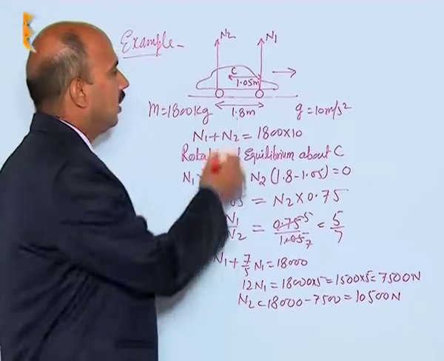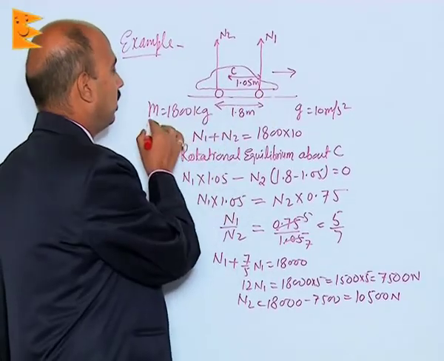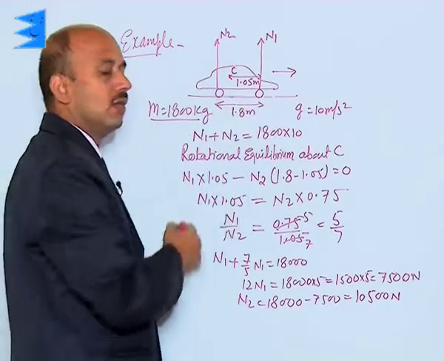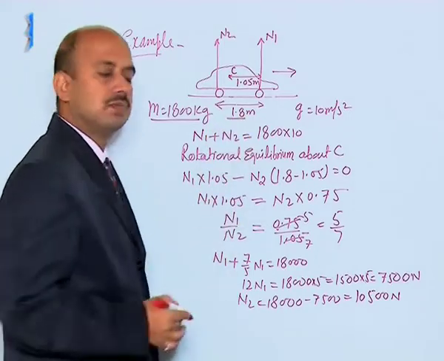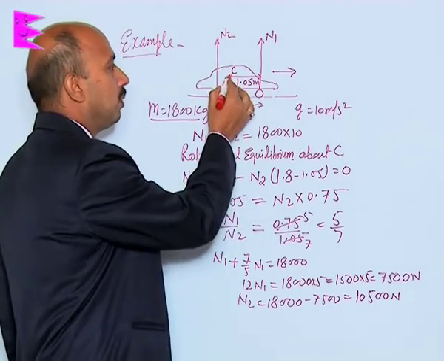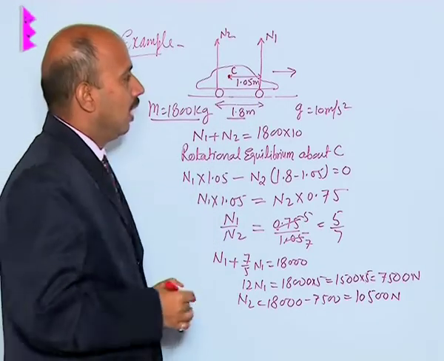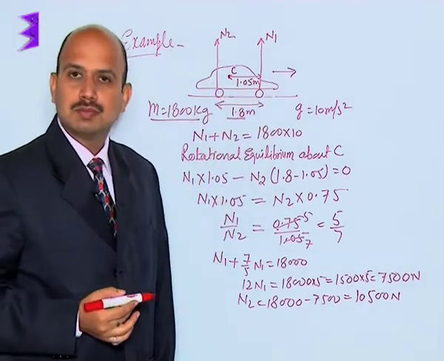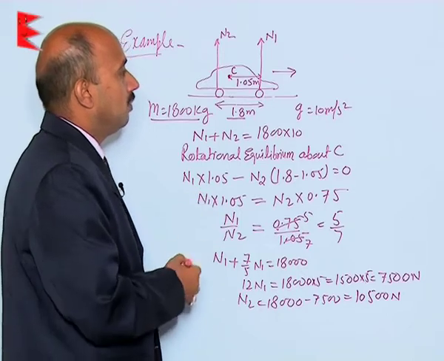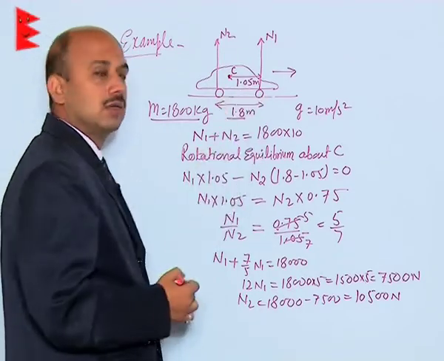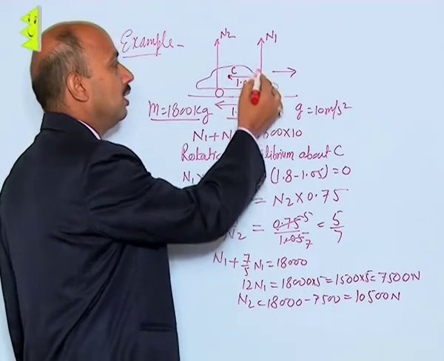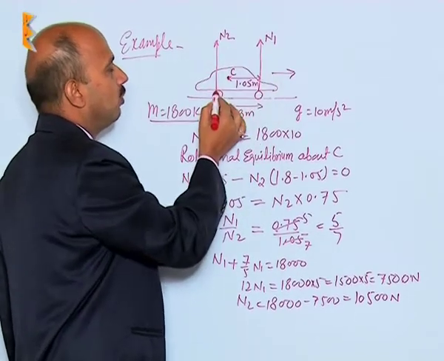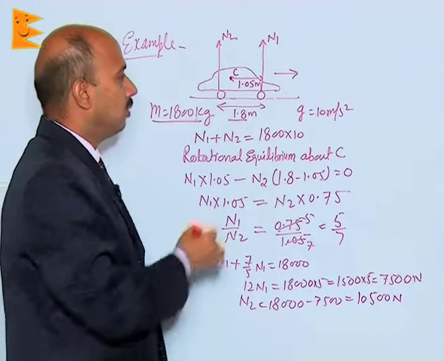Now see this example, there is a car whose mass is 1800 kg, and the distance between the front and back wheel axle is 1.8 meter. The center of mass or center of gravity is at this point, and the distance of the center of gravity from the front axle is 1.05 meter. You have to determine the force exerted by the ground on the car, that means the force exerted by the ground on each wheel. Suppose at this point the force exerted by the ground is N1, and the force exerted by the ground on the back wheel is N2.